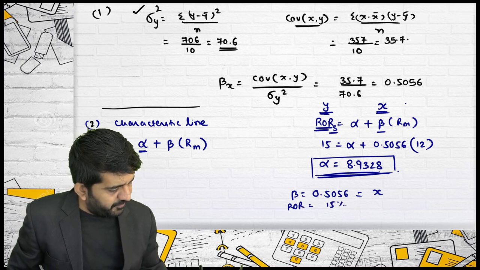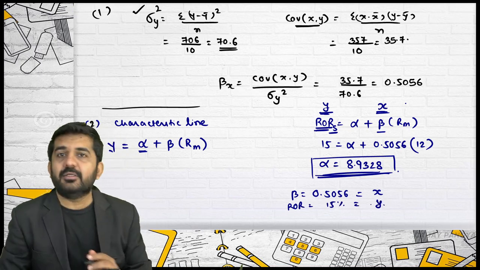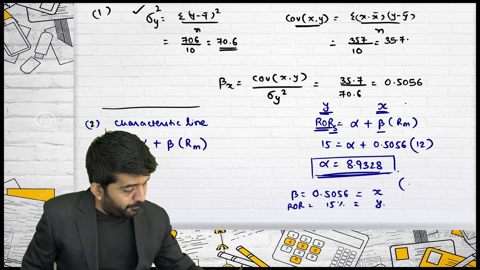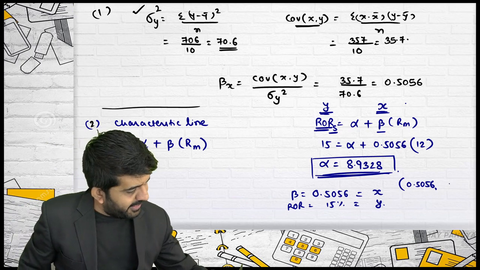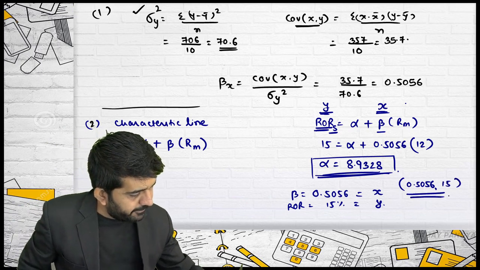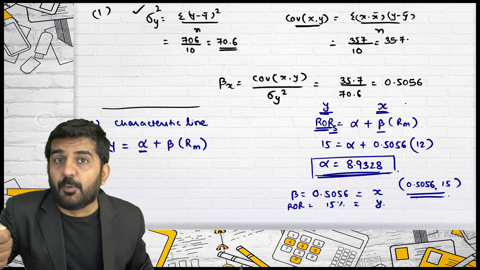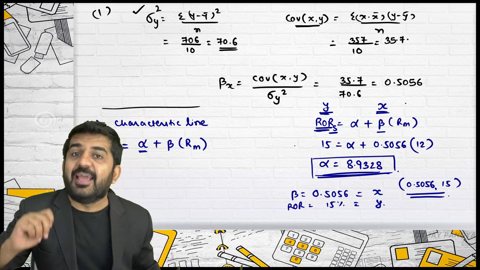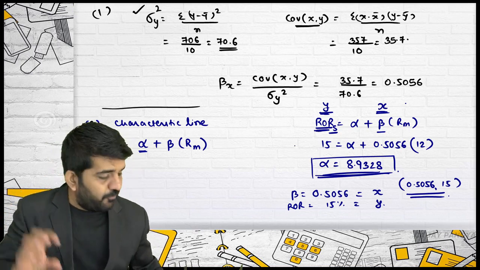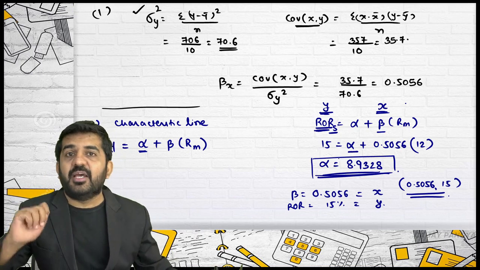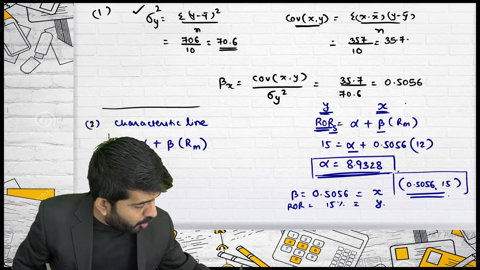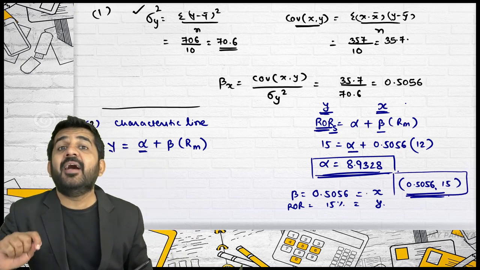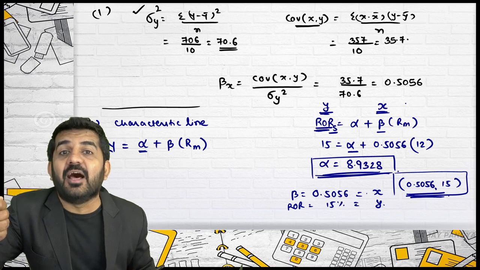Is nothing but 15%, which is nothing but y. So the xy point is 0.5056 on the x axis, and on y it is 15. This point is the actual point, not an expected point. I agree. Is it alright? But for finding out alpha, we are assuming that this point lies on the characteristic line.